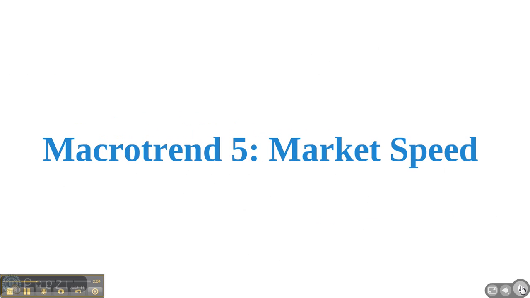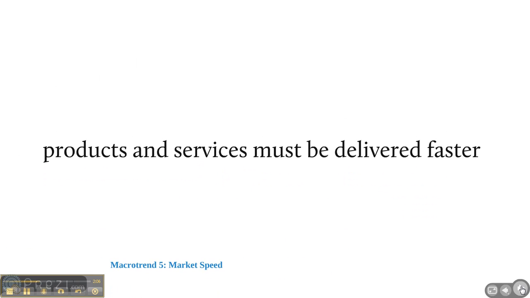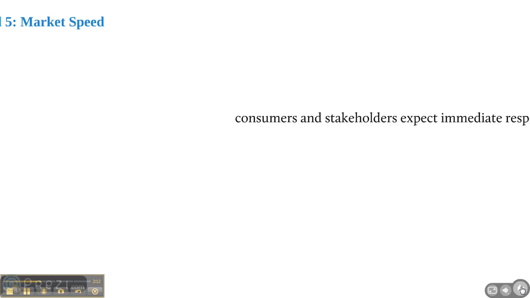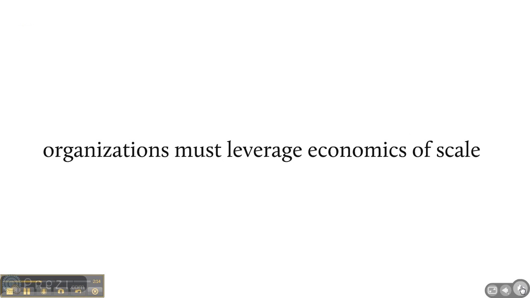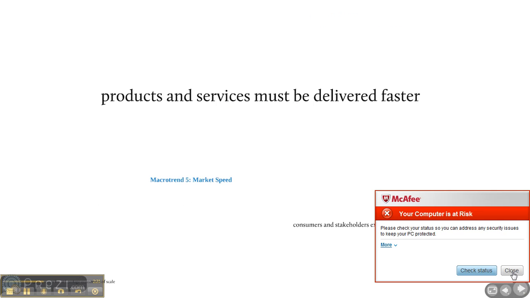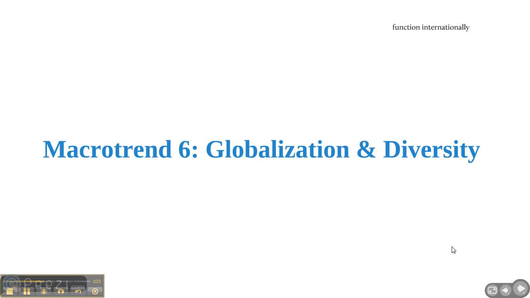Macro Trend 5, Market Speed. Products and services must be delivered faster than ever. Consumers and stakeholders expect immediate responses to whatever their preferences dictate. This means that organizations sometimes must leverage their economies of scale and mass customize their organization's products.